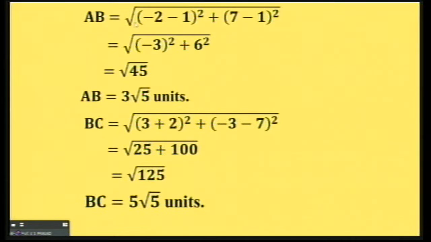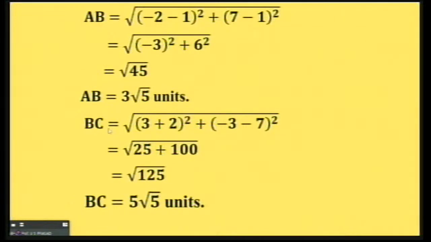AB, using the coordinates of A and B, I get the formula as square root of (minus 2 minus 1) whole square plus (7 minus 1) whole square. That is nothing but root of (minus 3) whole square plus 6 square. Minus 3 whole square is 9, 6 square is 36. 36 plus 9 is root 45. And 45 can be written as 9 into 5. 9 can be taken outside the root, it becomes 3. Therefore, AB is 3 root 5 units.